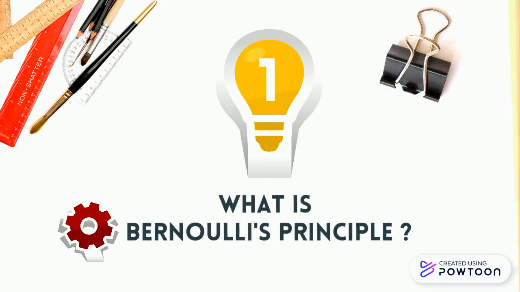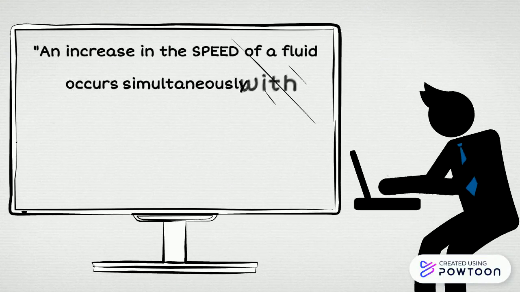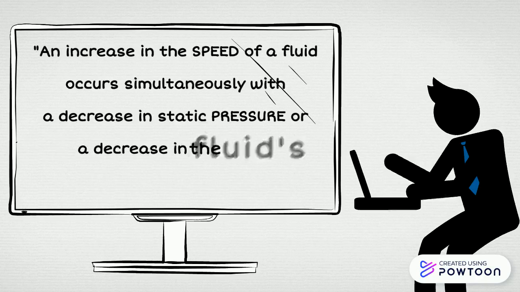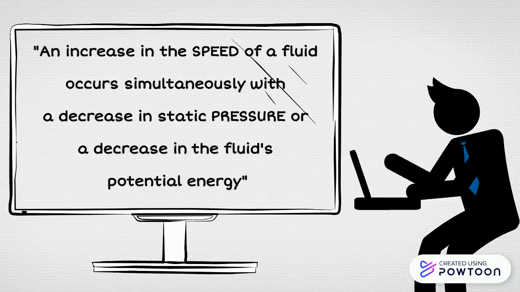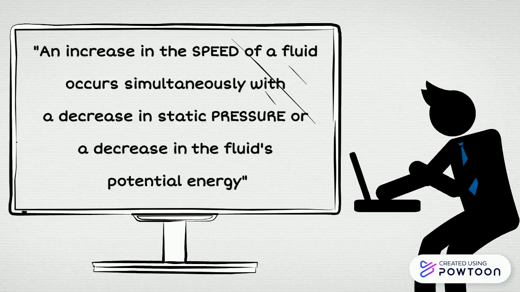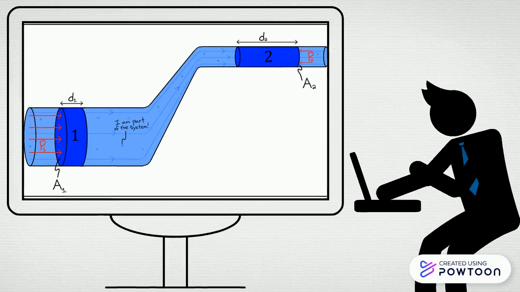What is Bernoulli's principle? The principle is named after Daniel Bernoulli. According to him, an increase in the speed of a fluid occurs simultaneously with a decrease in static pressure or a decrease in the fluid's potential energy. The principle is applied on a pipe with differences in height and area.